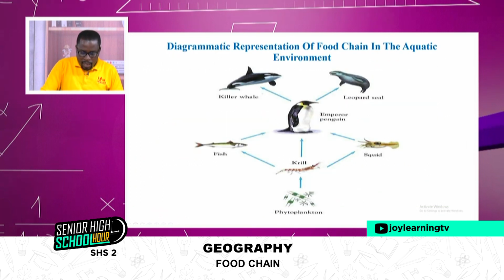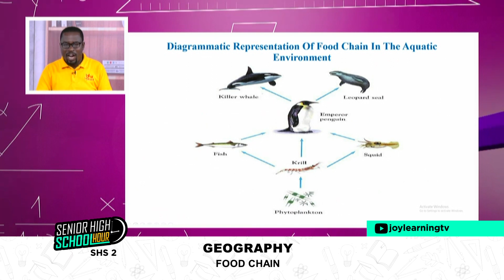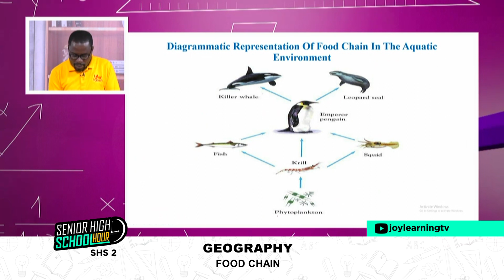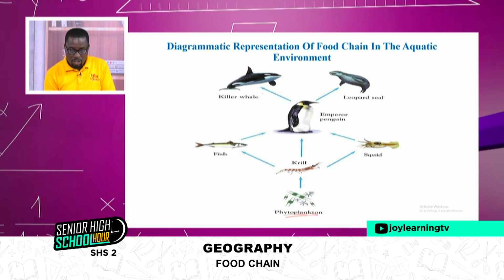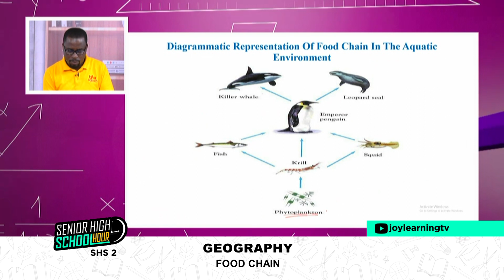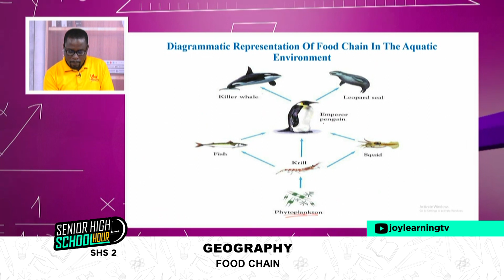Now, let's look at a diagrammatic representation of a food chain in the aquatic environment. We have this phytoplankton, the plants on the water body. Then krill, which is shrimp-like, okay? The krill feeds on the phytoplankton. Then we have the emperor penguin. The penguin also feeds on the krill.